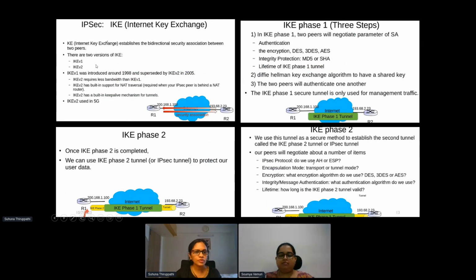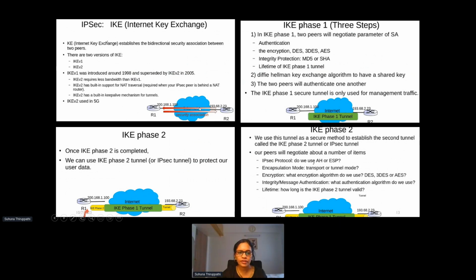Now let us look at the types of IKE. There are two versions, IKE V1 and IKE V2. IKE V1 uses less bandwidth, IKE V2 uses more bandwidth, because it is built with NAT traversal and also with a keep alive mechanism. NAT is like this: a company has a lot of routers with private IP addresses which want to talk to the public internet. There the public IP address is used, so NAT helps in connecting public to private routers.